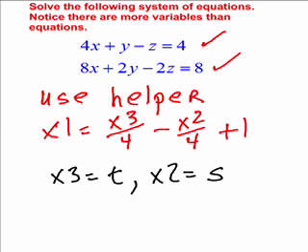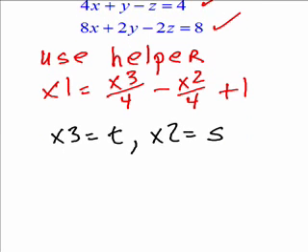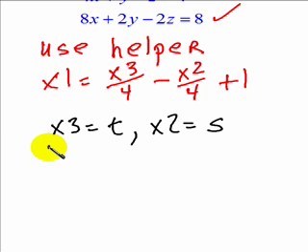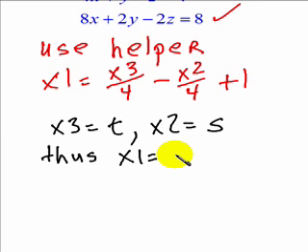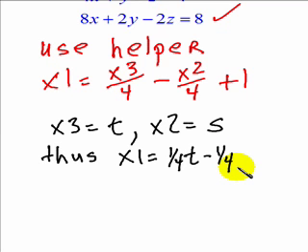If we did that, then we can now define x1 to be 1/4 of whatever x3 is, which is t, so we get what you see appearing on the screen. So x1 is defined to be 1/4 of t minus 1/4 of s plus 1. Thus, we now have parametrically defined all of the variables in our solution.